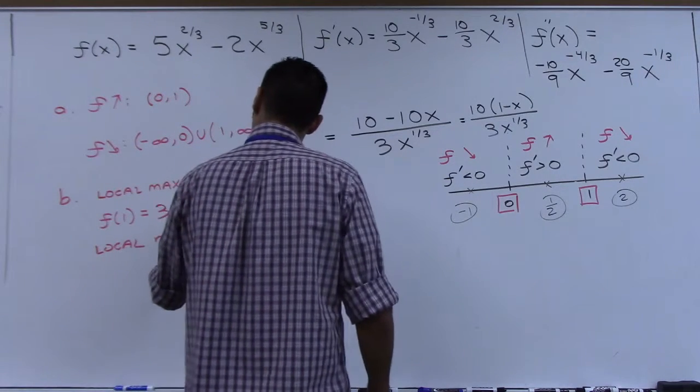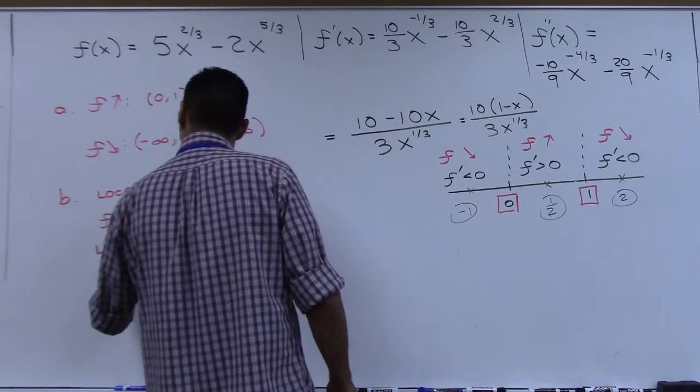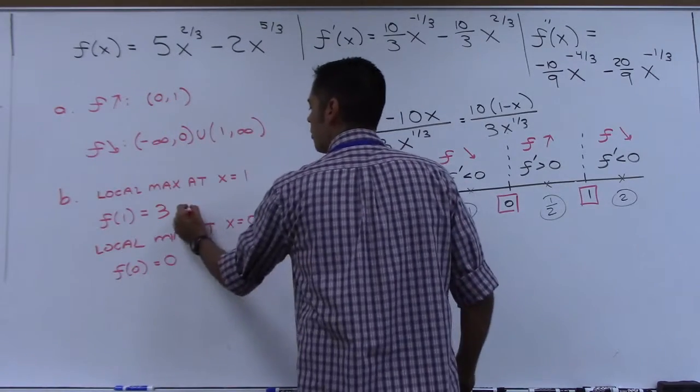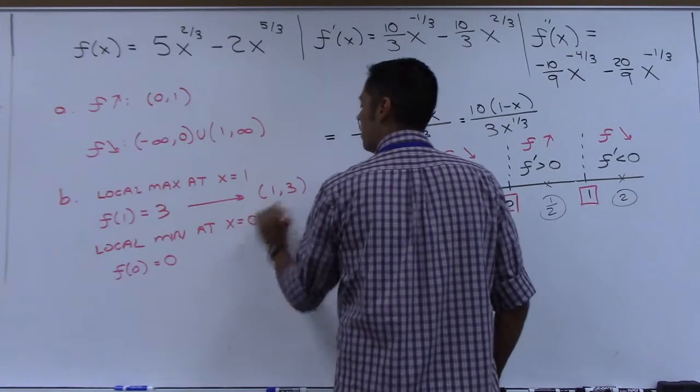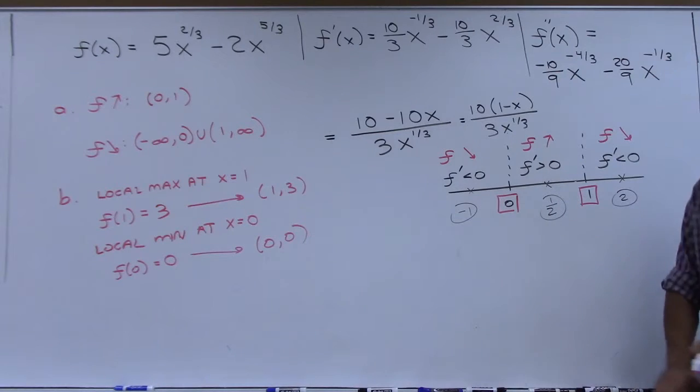The minimum is at x equals 0, and f of 0 is 0. Remember, you could write these as points: the point (1, 3), and the point (0, 0). So we're about halfway through the problem. The next thing that we need to look at is the second derivative, so we're probably going to need to do the whole process again.